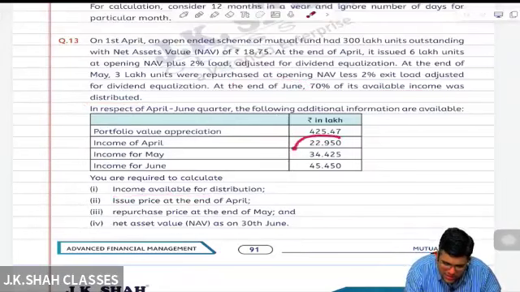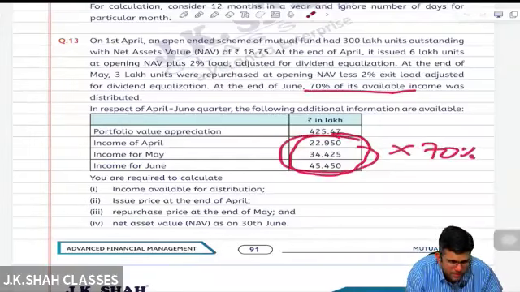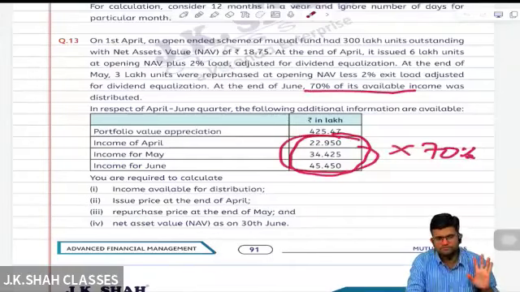So the question that arises is, how much income do I have for distribution? This is the income I have for distribution. Everybody clear? Income of April, income of May, income of June. But they are saying that no, we are not distributing everything. We are distributing only 70%. So no problem, this into 70% is what we will distribute. Everyone following?